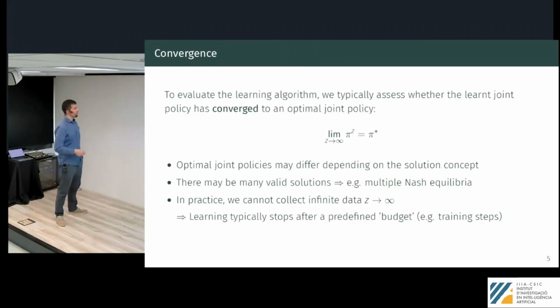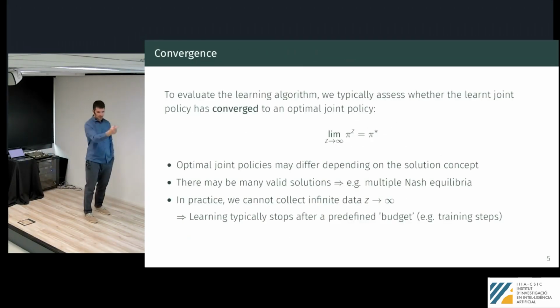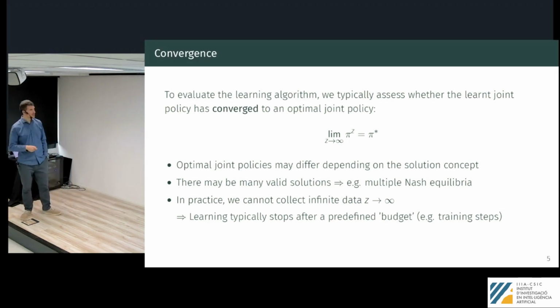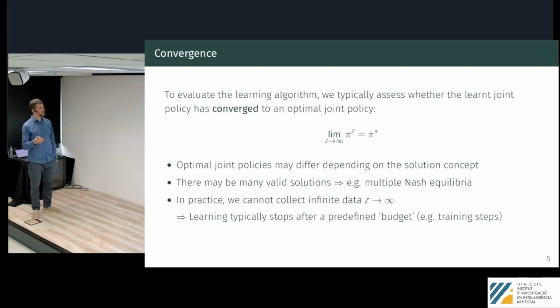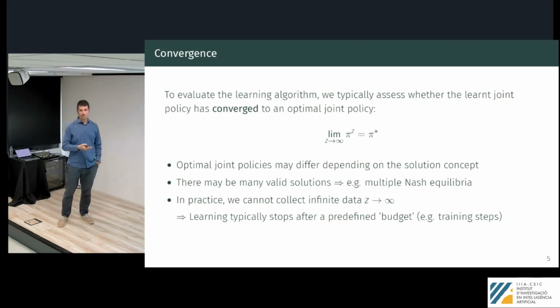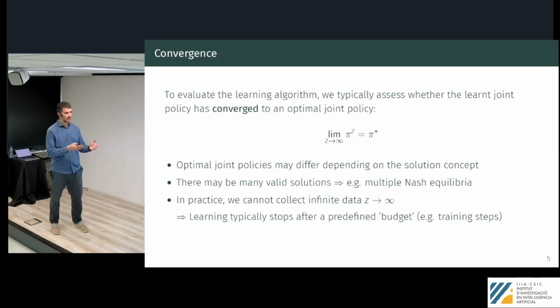Okay, now let's talk about convergence. We have this learning process. We talked about how to structure the input for the policies, but what does it actually mean to successfully learn? We know what we want to learn. We want to learn a Nash equilibrium, for example, or some other solution concept that we get to pick. Many of them exist, as you just saw.